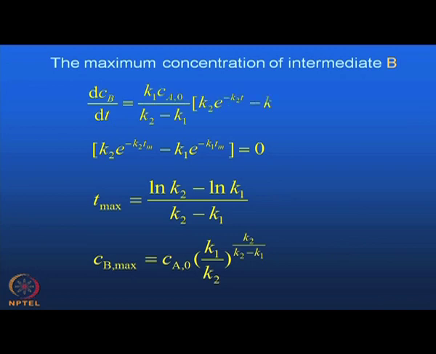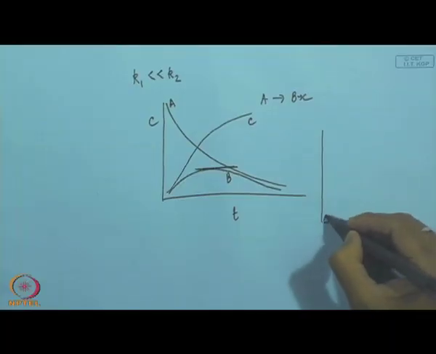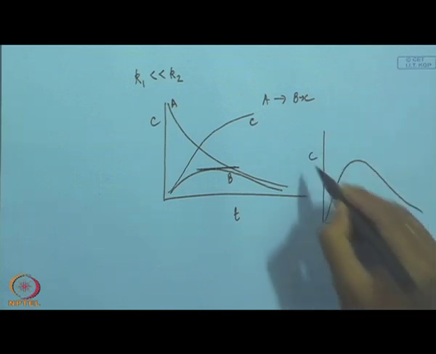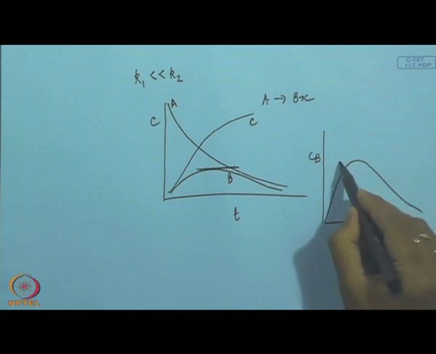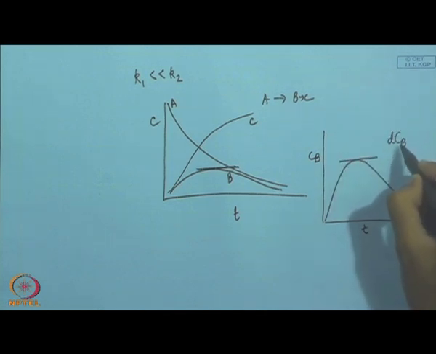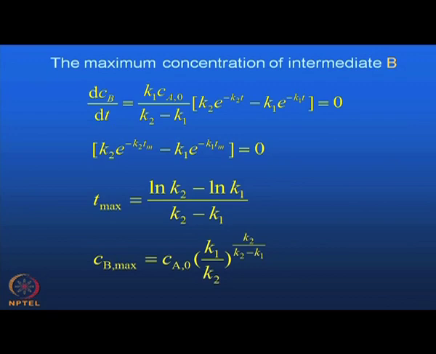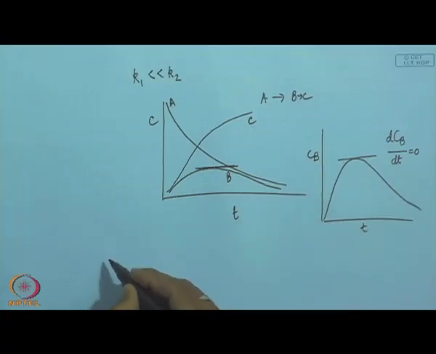So, then how to find out the maximum concentration of the intermediate, or maybe the time when it reaches the maximum? It is easy, as I told you. If we have a plot for B, it is like this, maybe a typical plot: concentration of B versus t. So, dC_B/dt will be equal to 0. Therefore, what we have to do is, this is called the extremum situation. So, you have to find the extremum condition.